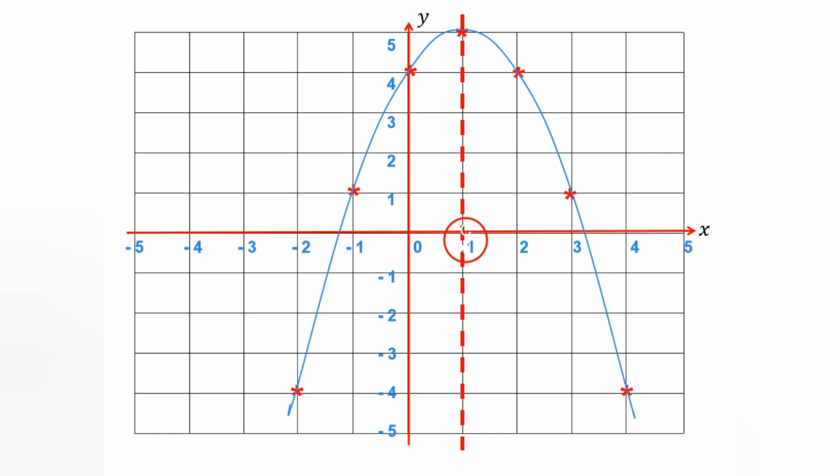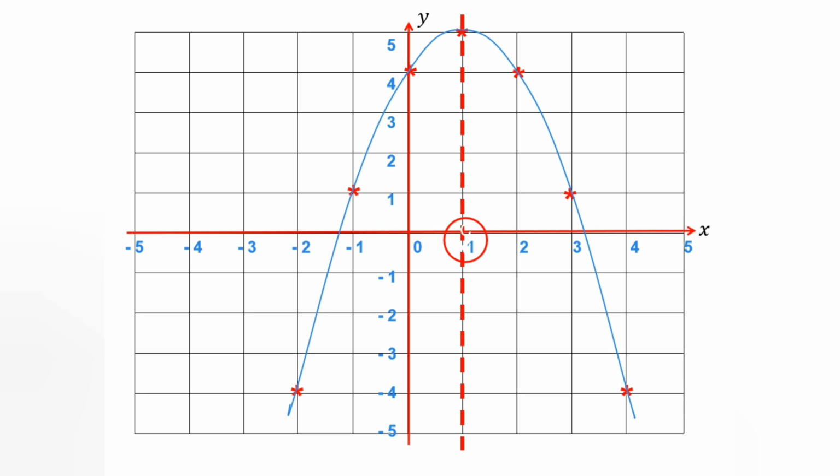So take note of that. Whenever we ask you to find the equation of the axis of symmetry, you just have to identify the vertex of the curve, then draw a line from that point to intersect the x-axis. Then you identify the value there, and that value becomes the equation of the axis of symmetry. There is also a formula you can use: negative b over 2a. That is also a formula we use to find the equation of the axis of symmetry. You can use it to test whether your answer is right.